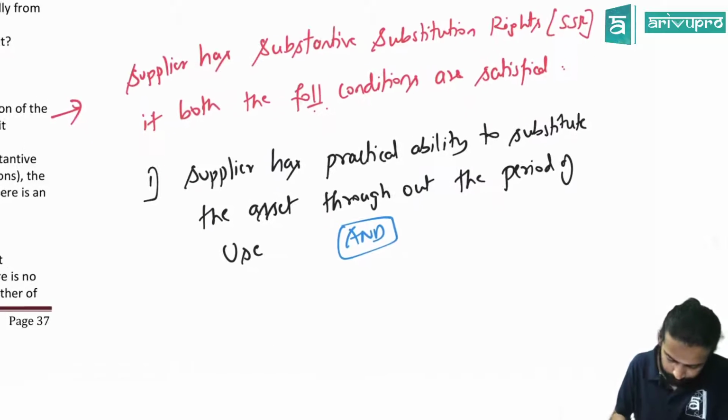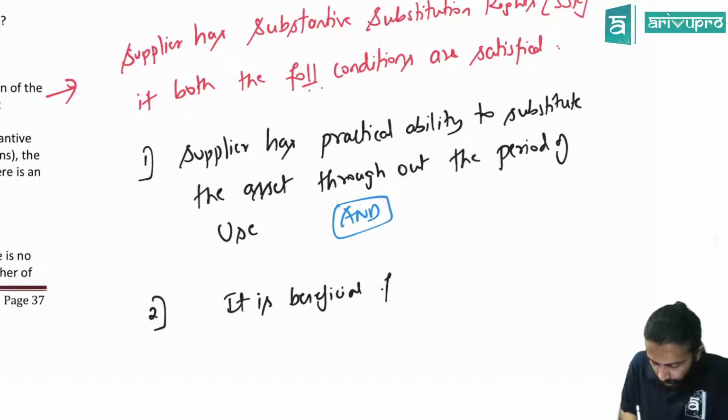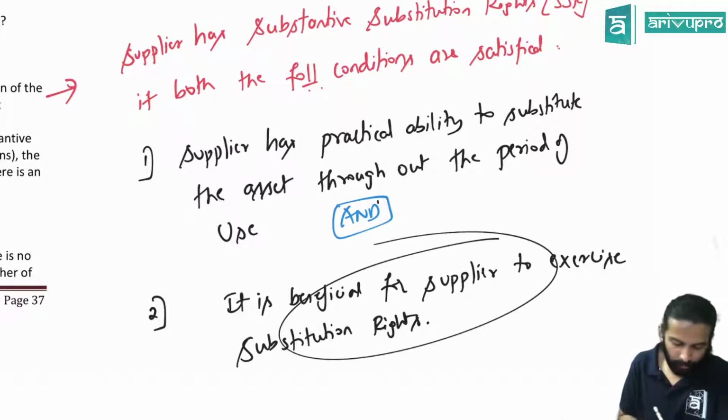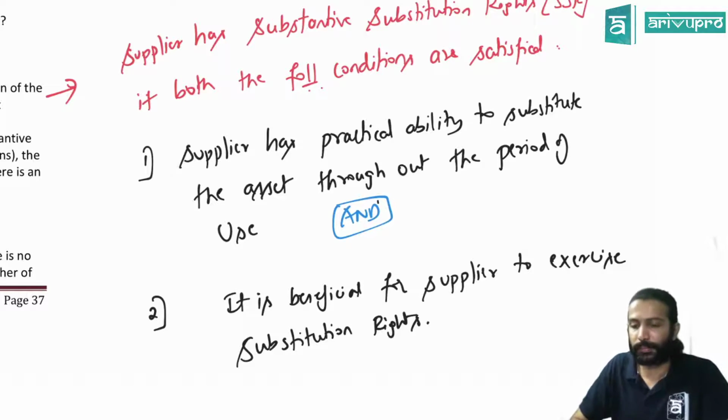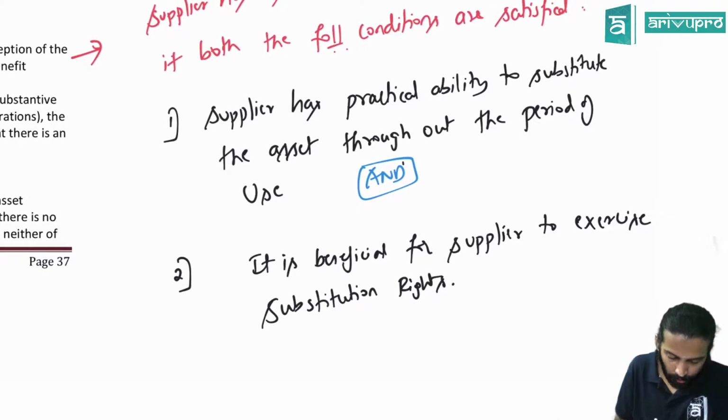And point number 2, it is beneficial for supplier to exercise substitution rights. And yes, both. It is beneficial for the supplier to exercise substitution rights. Or you can simply say it is beneficial for the supplier if he substitutes the assets. That way also you can call out. Done? This is the first pointer you will write.